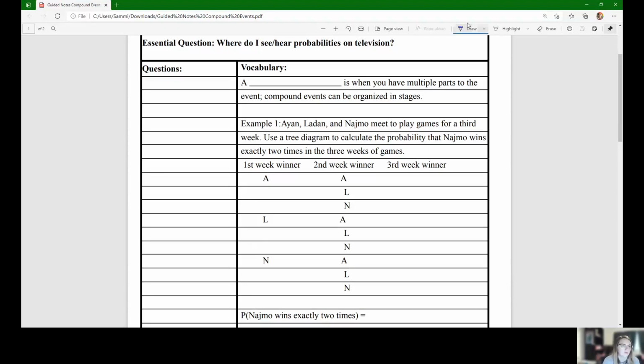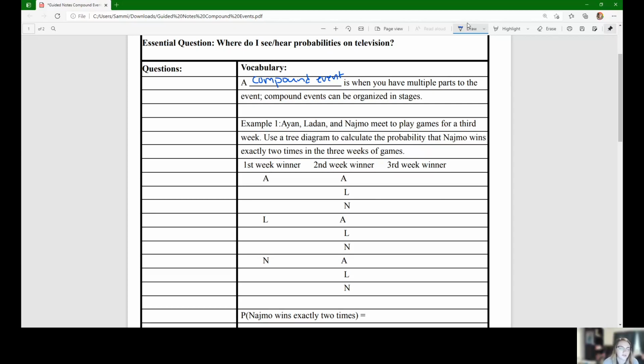So some vocabulary. First, we have a compound event. It is when you have multiple parts to the event. So that means there's multiple things happening. Compound events can be organized in stages. So one way to organize them into stages is using a tree diagram.